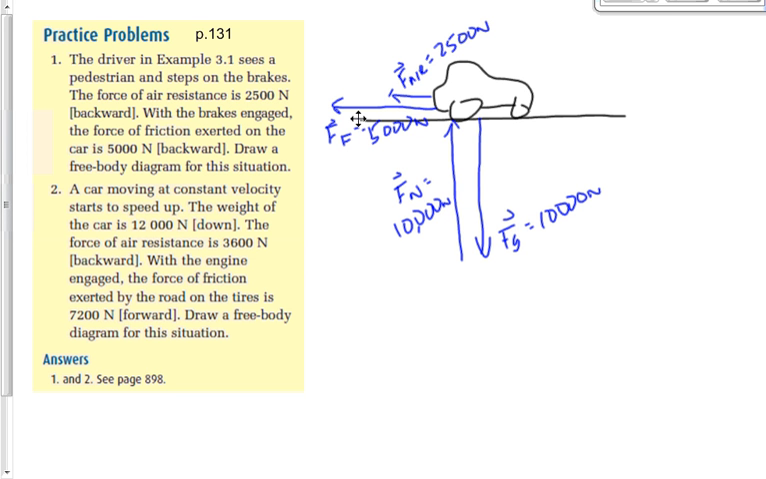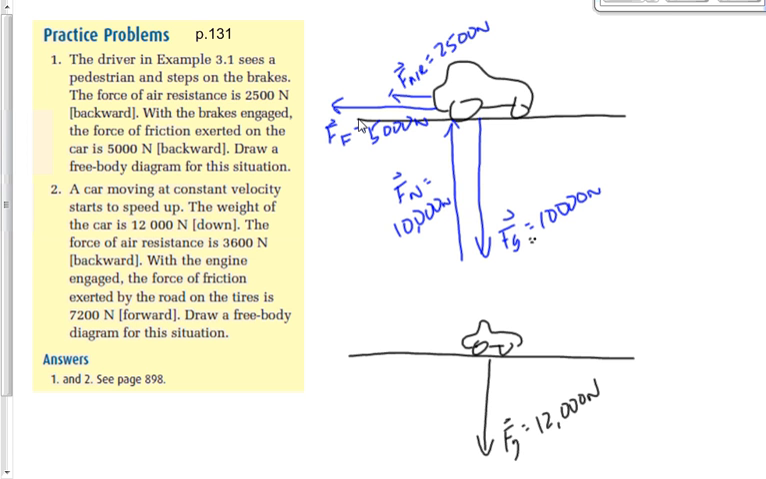Question 2: car moving at a constant velocity starts to speed up. The weight of the car is 12,000 newtons. So here's my car again. There we go, a little two-seater this time. My car has a weight of 12,000 newtons down. Notice here that I've drawn my force of gravity smaller than in the last case. That doesn't matter. You don't have to draw it to the same scale as your last question. You just have to draw it to the same scale within this question.